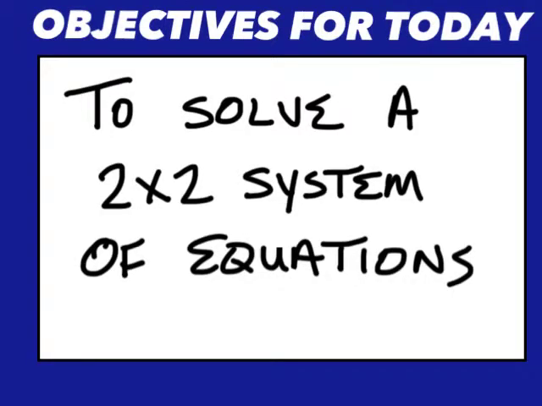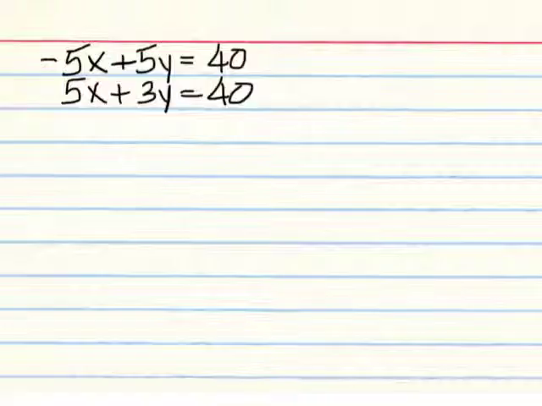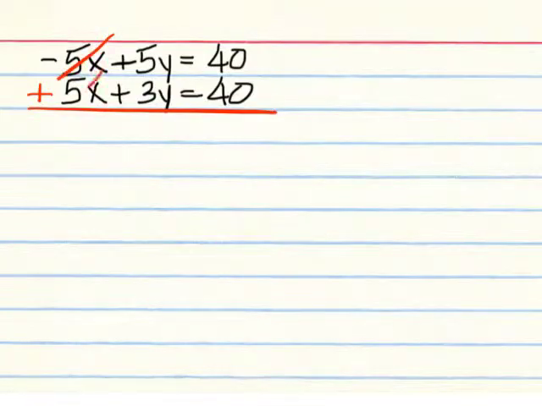To solve a 2 by 2 system of equations, to find and use least common multiples, and to solve multi-step equations. Example. In this example, you have a -5 and a +5. There's no need to multiply anything. All you need to do is add these two equations together, which cancels these out.